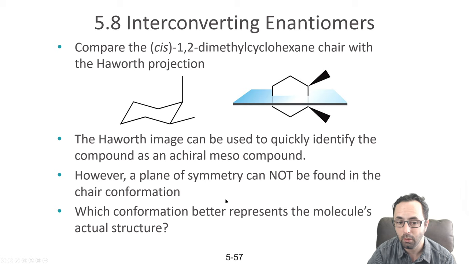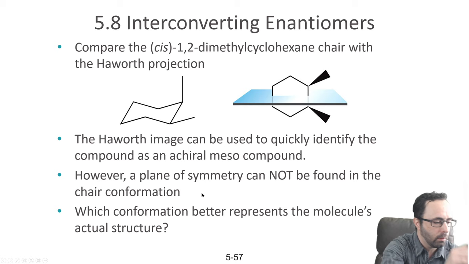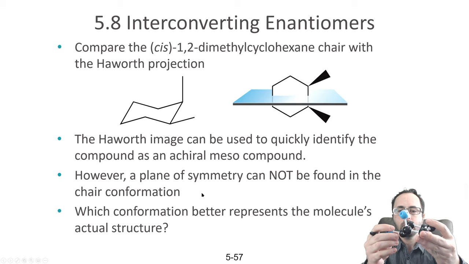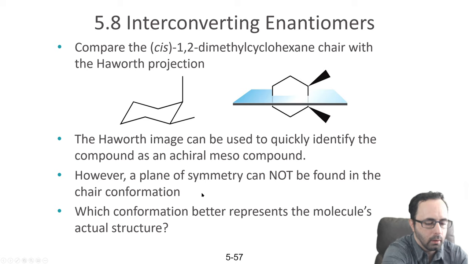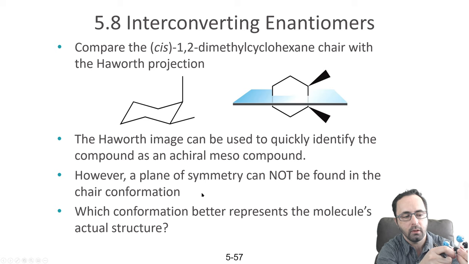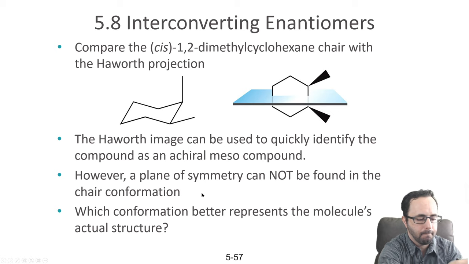Now, in the actual chair structure, there's not really a plane of symmetry. So we're going to make the methyls both in the upward position, up here, up here. I'll put some hydrogens to differentiate. So the hydrogens are both in the down position, like that, and the methyls are both in the up position.